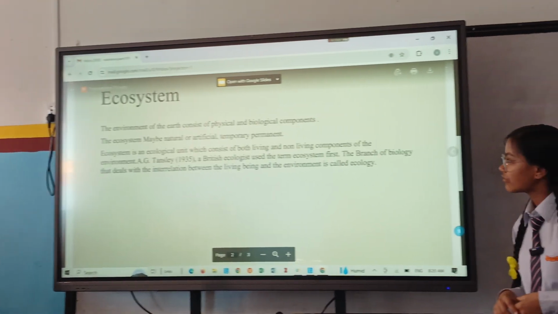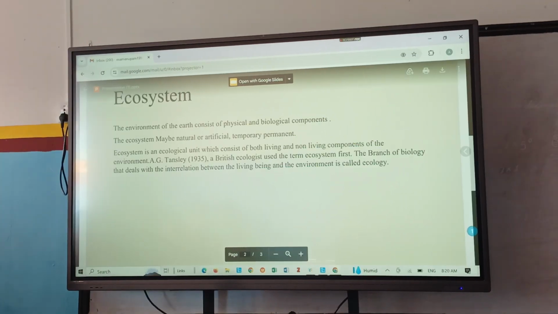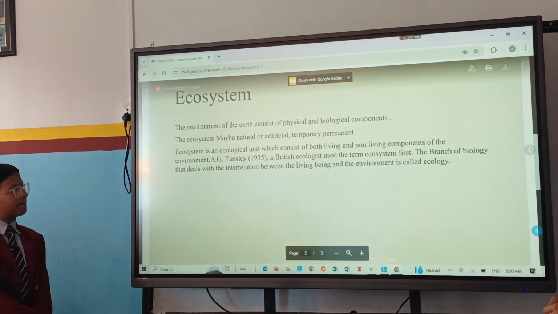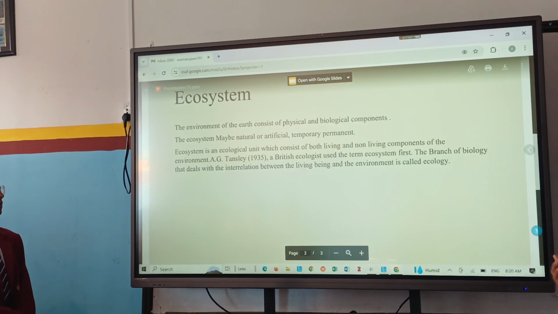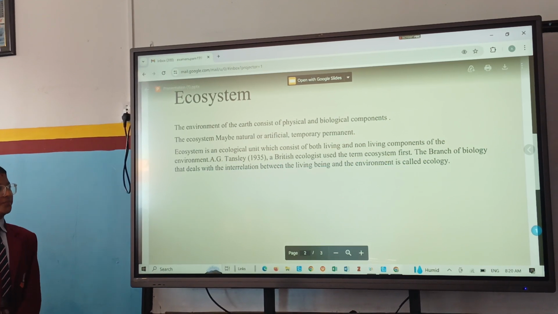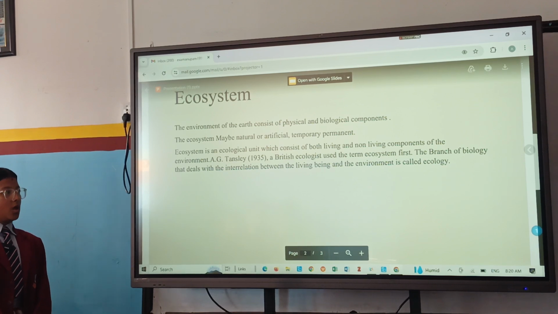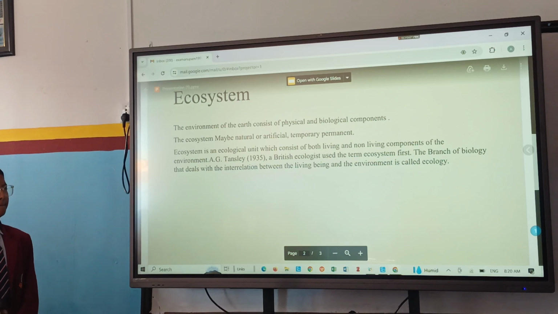And for the first time, the word ecosystem was used by A.G. Tansley in 1935. He was a British ecologist, and ecologists are the people who study ecology, and ecology is the branch of biology that deals with the interrelation between living beings and the environment. That means ecosystem can also be defined as the interrelationship between the living components of the environment and nature.